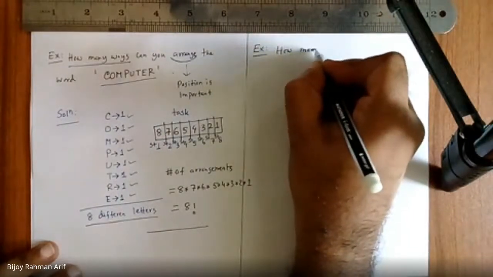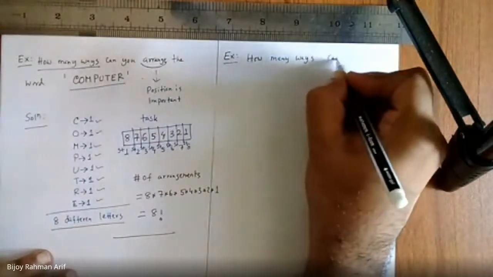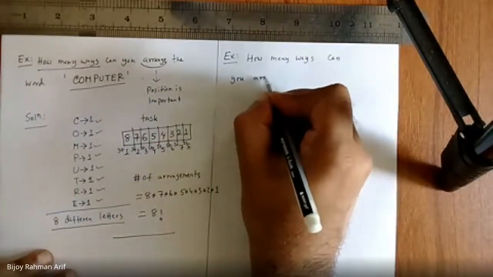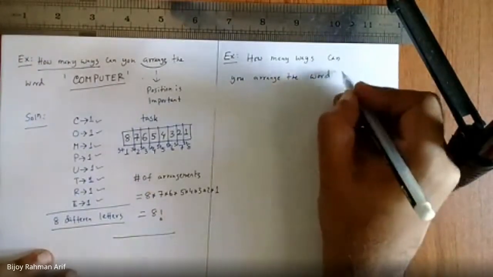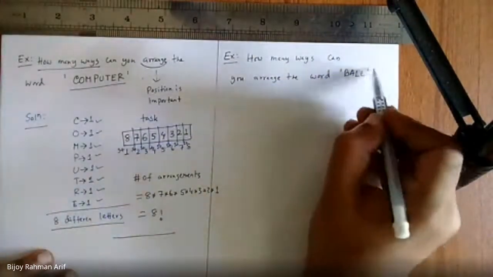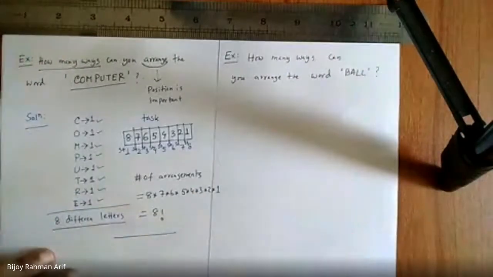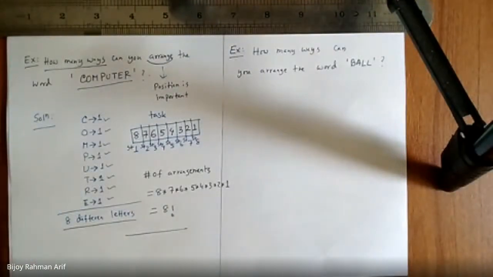How many ways can you arrange the word ball? Tell me. How many ways can you arrange the word ball? What would be the answer? So 4 factorial divided by 2 factorial.